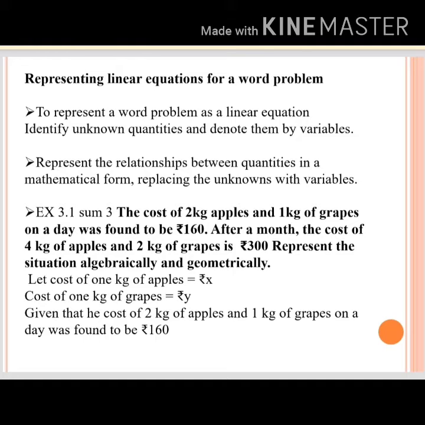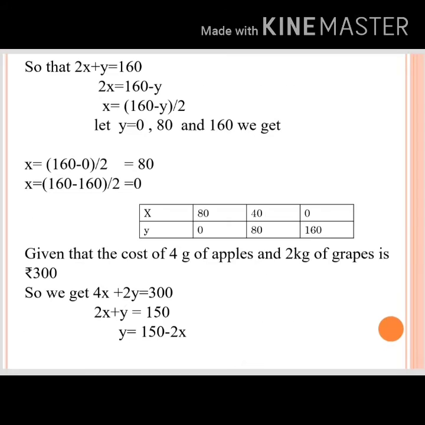Given that the cost of 2 kg apple and 1 kg grape on the day was found to be 160 rupees, so 2x + y = 160, our first equation. So we get 2x = 160 minus y. So x = (160 minus y) upon 2.